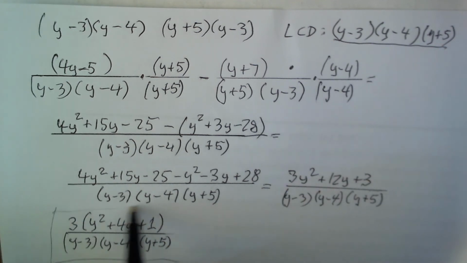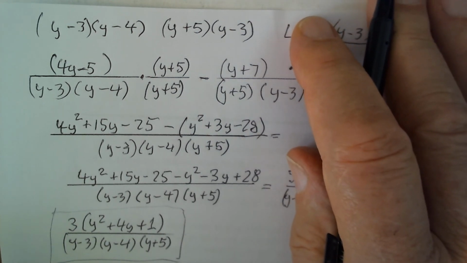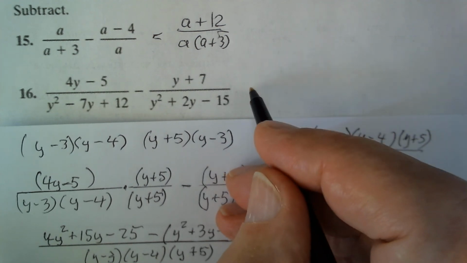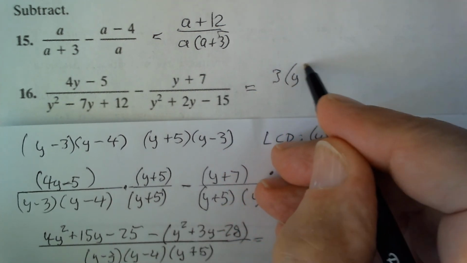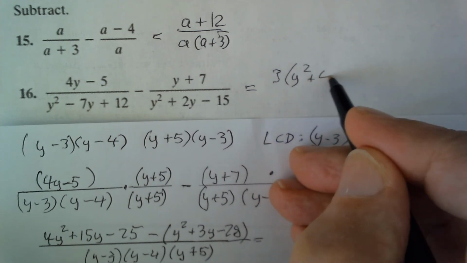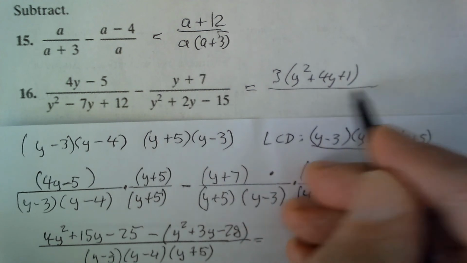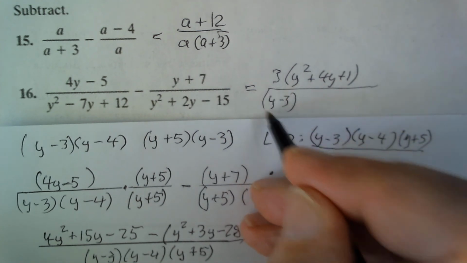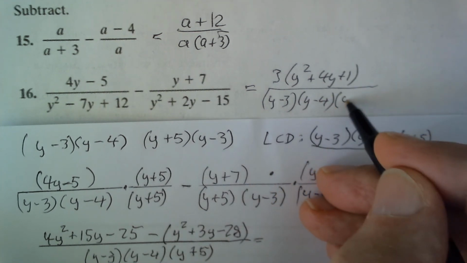So that is our final answer to exercise number 16. So we're going to write that down. So this is equal to 3 times y squared plus 4y plus 1 all divided by y minus 3 times y minus 4 times y plus 5.